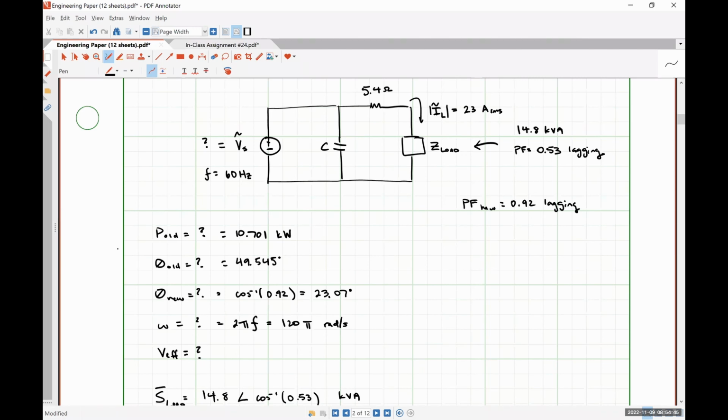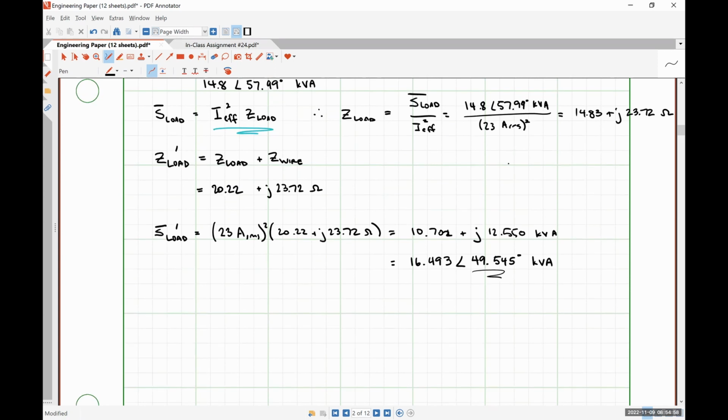Give Jacob a credit. Okay, so our complex power, so this is prior to power factor correction, is equal to V effective, I effective, angle theta S. Okay.